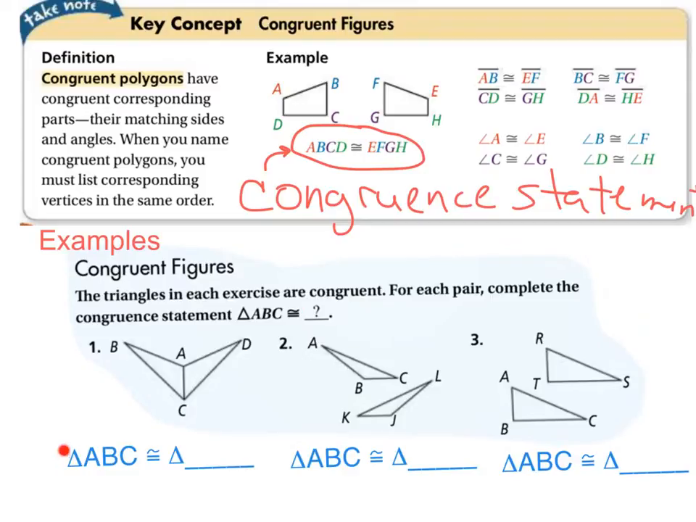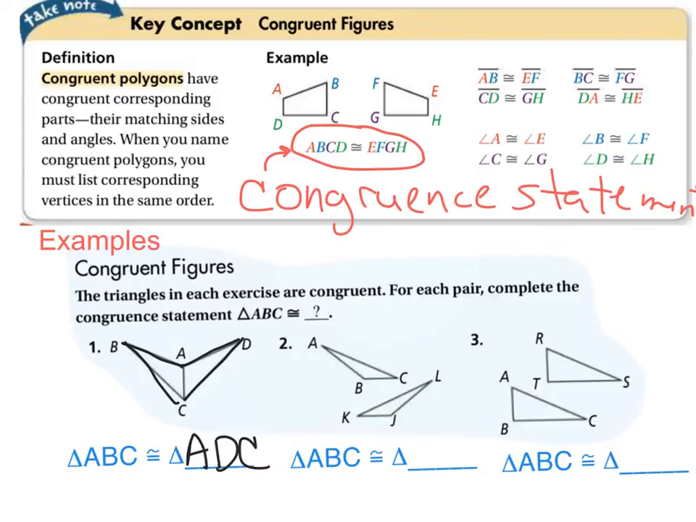When we do this, the first triangle, we can name it any way we want, and I prefer to write it alphabetical. So the first triangle is ABC. So ABC is going to be congruent to triangle, and now we need to match up corresponding vertices. So it's going to be A is going to correspond with A. And we went A to B, so that means we're going to go A to D. And last we end with C. So we have triangle ABC is congruent to triangle ADC.